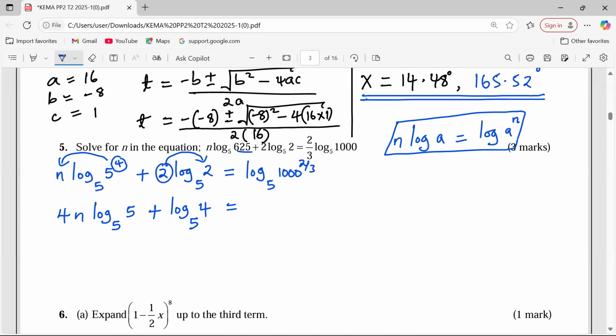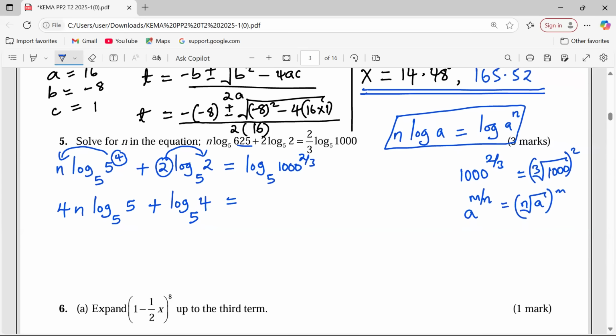This is the same as, now we apply some indices. We talk about the fractional law of indices, whereby we are having 1,000 power 2/3. This means we take the third root of 1,000, then we square everything according to the law of indices that says when the power is a fraction, a power m over n, this can be taken as nth root of a power m. So this is the law I'm applying.